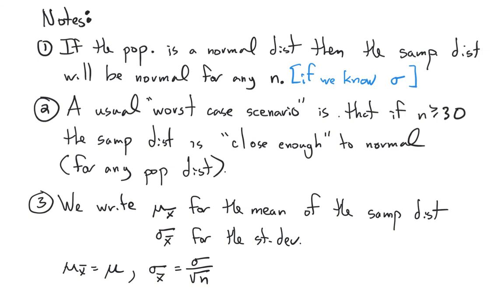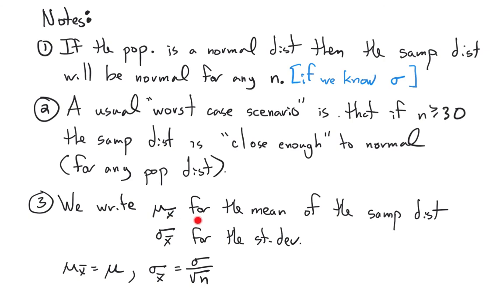In the other instance, if we have wacky distributions, it won't look normal until n is quite large. And what does quite large mean? Well, usually in statistical textbooks, they say that as long as your sample size is 30 or above, you can be safe saying that the sampling distribution will be close enough to normal to be able to use normal tables and whatnot. And the third point here is just a little bit of notation.